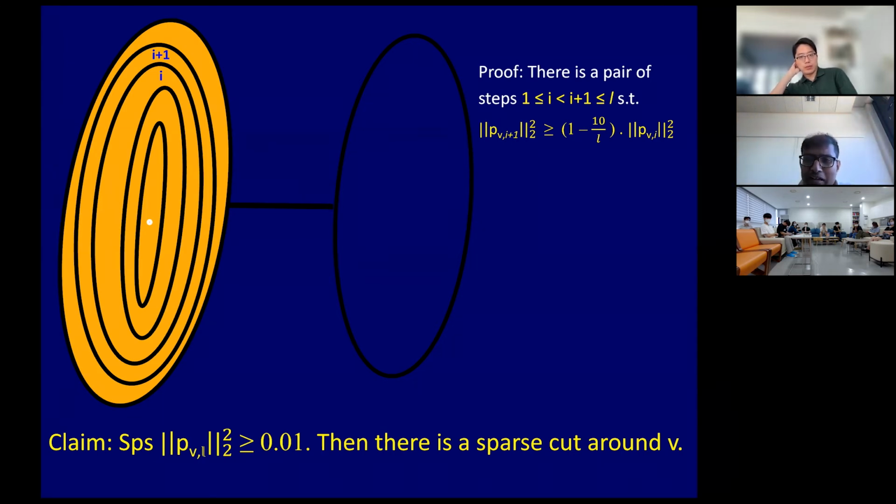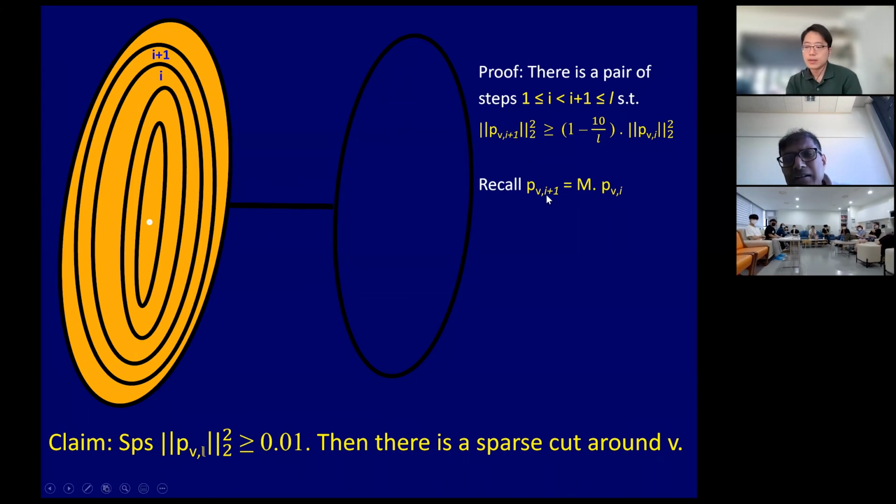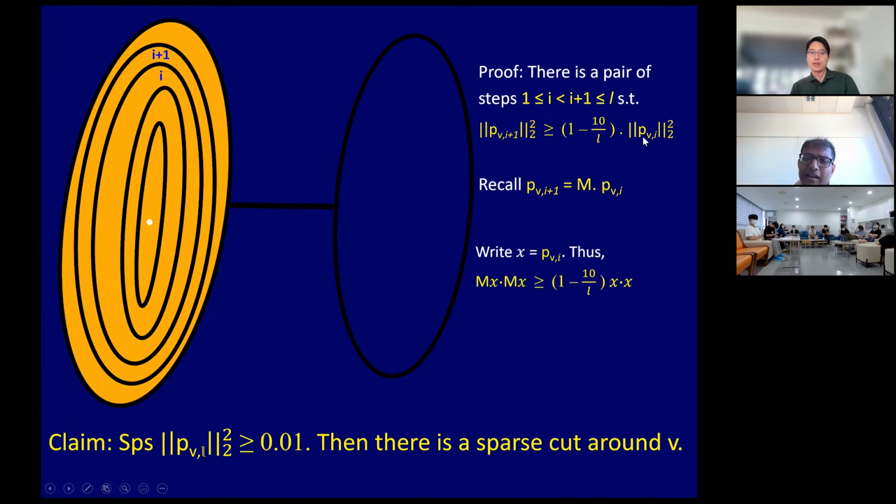This is going to be a nice observation. Recall that the probability vector at the next step equals the random walk matrix times the probability vector of the previous step. So if you let x denote the probability vector at the ith step, this inequality can be read out in the following manner: the inner product of Mx with Mx is at least (1 - 10/L) times the inner product of x with x. Here x is the probability vector of the ith step. It's just rewriting the inequality at this step.